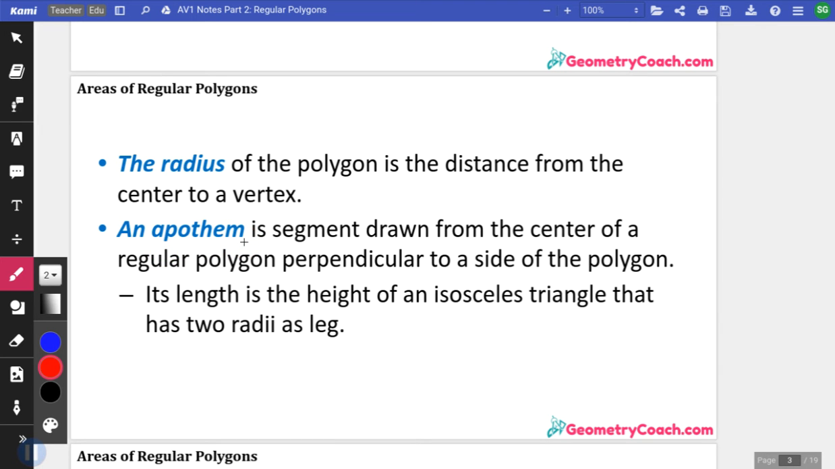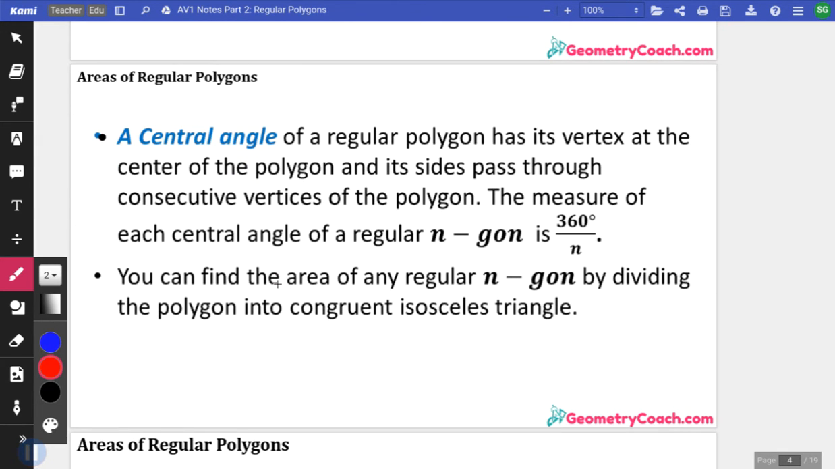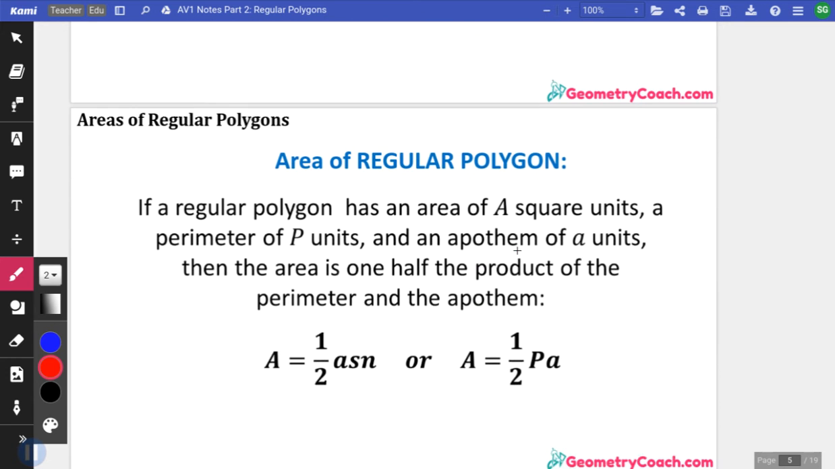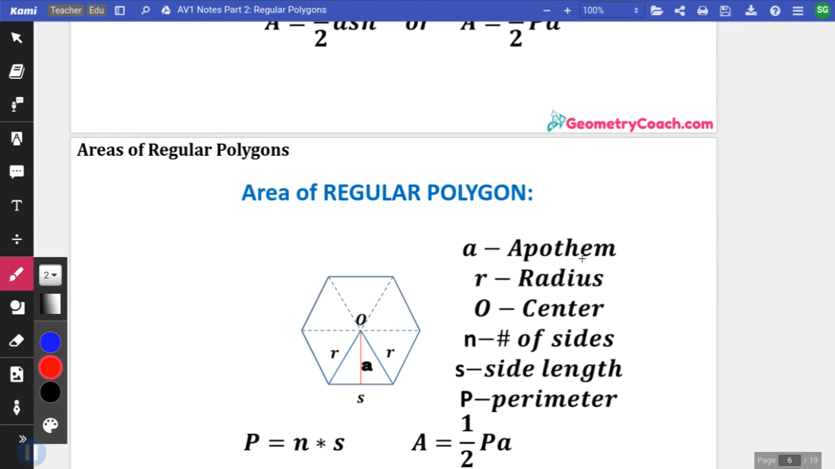So the radius comes from the center out to a vertex. The apothem comes out from the center to the middle of the side. Then we have central angles. Formula for central angle is here. Again, I'm going to show you all this in an image so you can associate it. And then these are the formulas for regular polygons using the words apothem and side length and number of sides, but we're going to get to that after you see vocab.